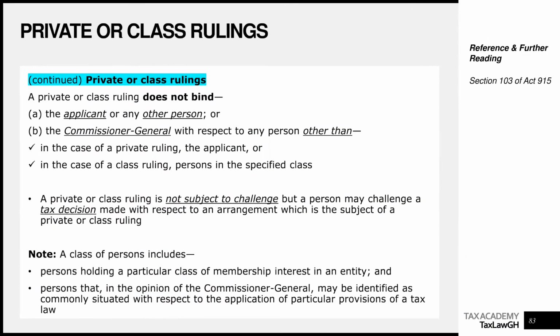Still on this, we are saying that the private or class ruling does not bind the applicant or another person. So you, the person applying, it doesn't bind you. It binds the Commissioner General if you have met the conditions I just mentioned, but it doesn't bind you, the person. It also does not bind the Commissioner General with respect to any other person other than, in the case of a private ruling, the applicant, or for a class ruling, the persons in the specified class.